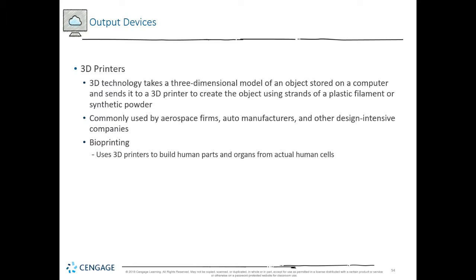Output devices: 3D printers. 3D technology takes a three-dimensional model of an object stored on a computer and sends it to a 3D printer to create the object using strands of plastic filament or synthetic powder. Commonly used by aerospace firms, auto manufacturers, and other design-intense companies. Bioprinting uses 3D printers to build human parts and organs from actual human cells.